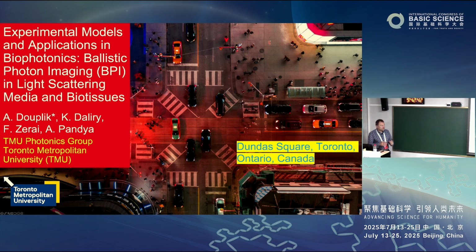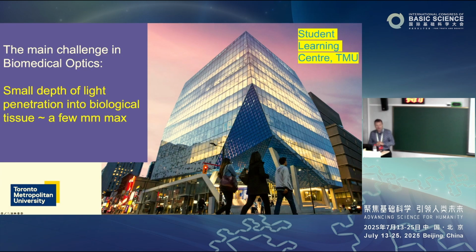On the first slide, you can also see the place where our university is located. I'm representing Toronto Metropolitan University. This is the second university in downtown Toronto. We have roughly more than 50,000 students, and Toronto is the capital of Ontario province in Canada. By the way, this is our Student Learning Center, erected just a few years ago.